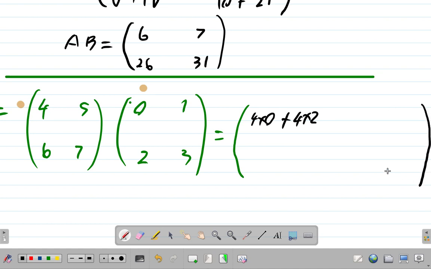Then out here, we will have row 1, column 2. So, this is row 1 times column 2. See that? First element in row 1 times first element in column 2. That's 4 times 1. Plus, second in row 1 times second in column 2, 5 by 3.